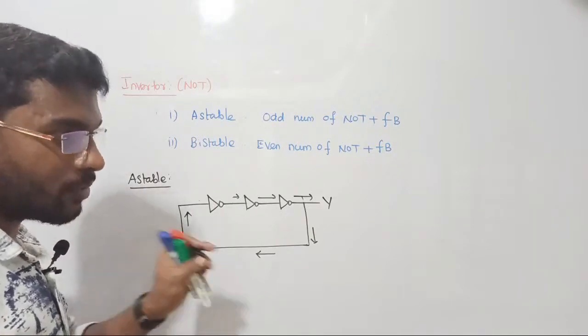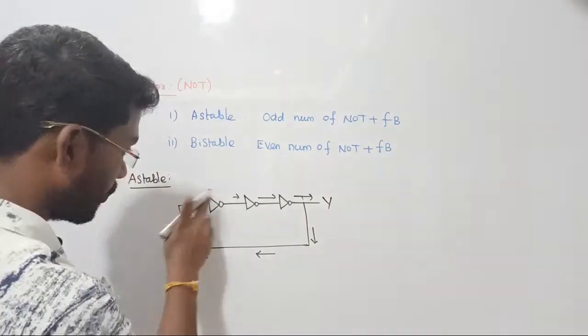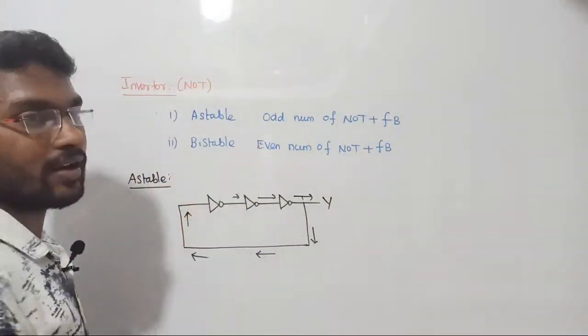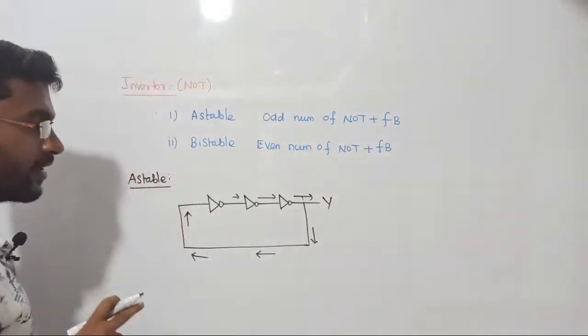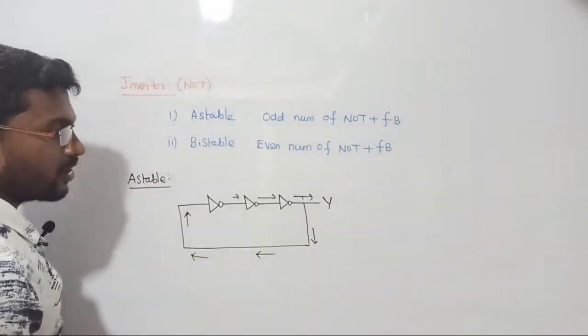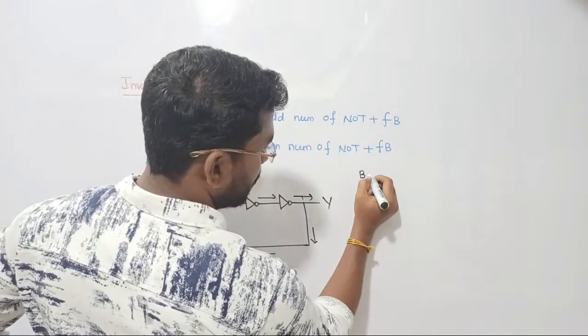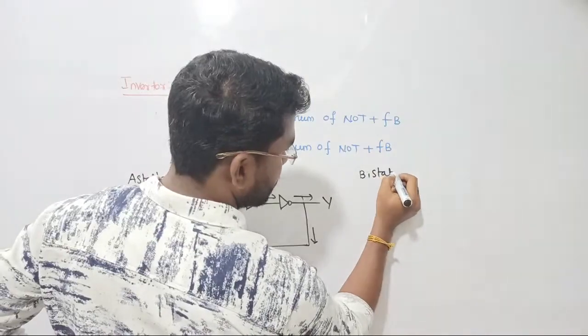We will run an oscillator without a supply. We will see the beauty of this in analog electronics, right? It's quite interesting, but not here. Fine. This is the astable multivibrator. Let us discuss the bistable. Let me demonstrate here itself.